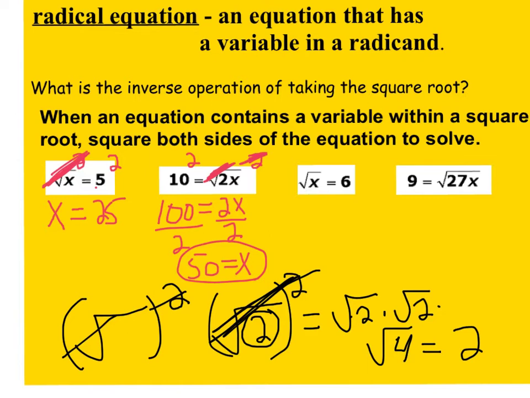Square root is by itself. I'm going to square both sides. This cancels. I have x equals 6 squared is 36. I'm all done. One more to go.